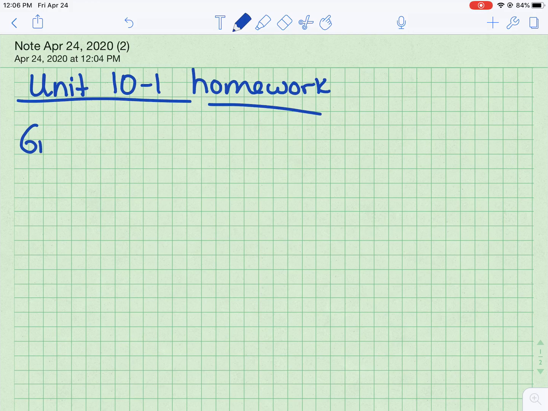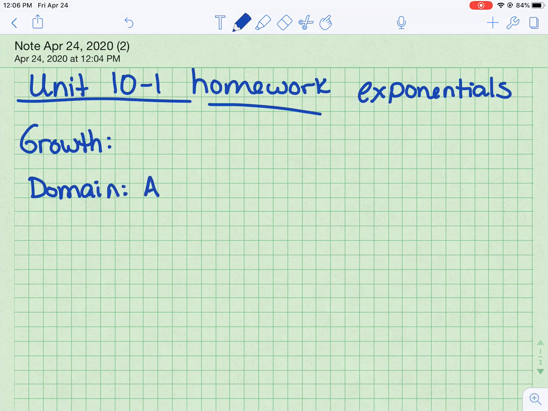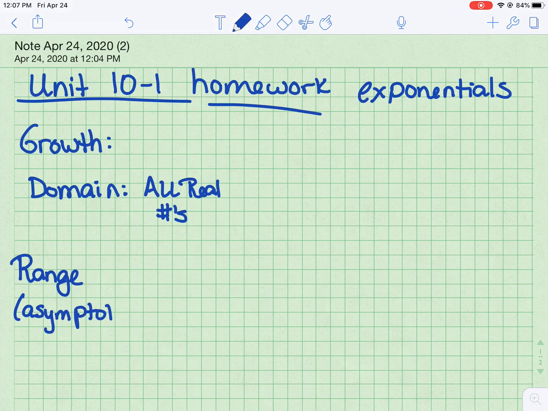Let's talk about growth first. So this is exponentials. For any kind of exponential, the domain, or the input, is always going to be all reals. You can put anything you want in for the domain when we're talking about exponentials. The range is going to have an asymptote. I never spell it right, so let me write it: asymptote. We're going to look for where it kind of skids along, and that's going to be our asymptote.